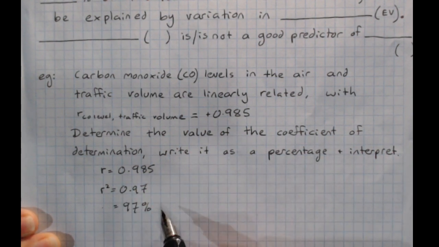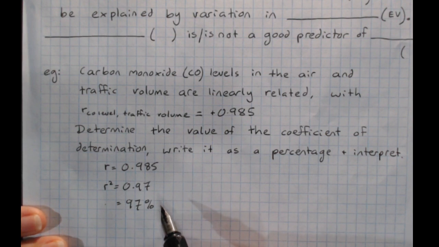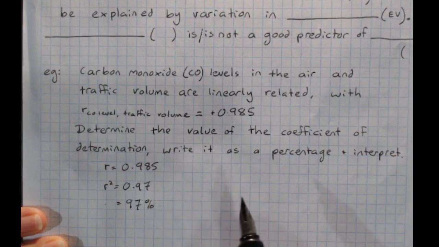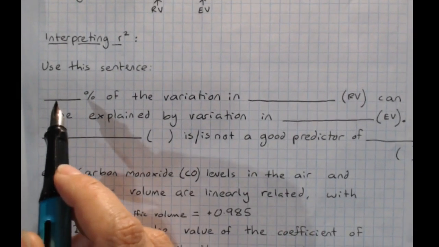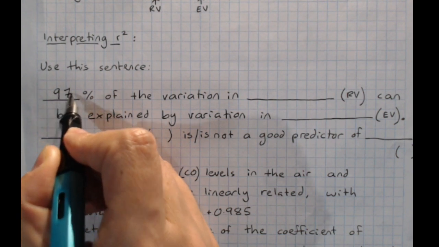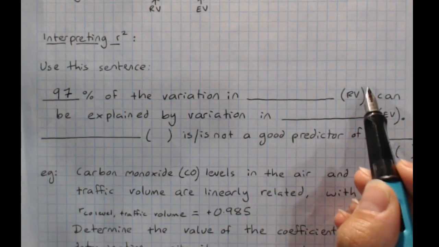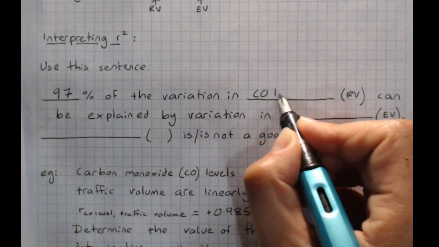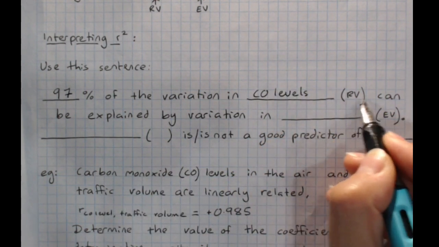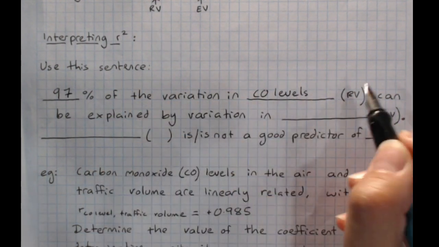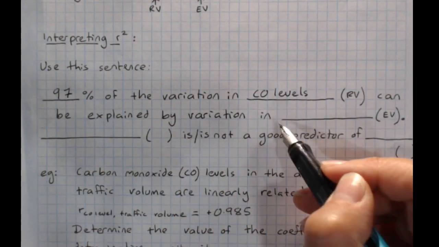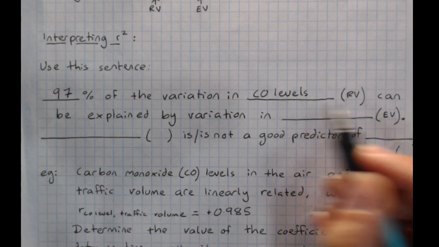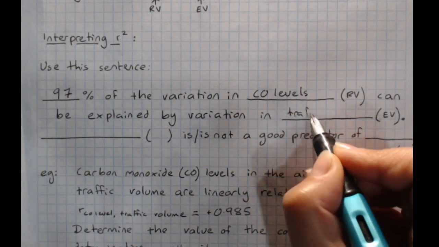It still doesn't actually say it's causative. It's still only a correlation, but the stronger the correlation is, the more confident we can be in making a prediction. And so we can put that into here. 97% of the variation in our response variable, carbon monoxide levels, you don't need to write this little RV, by the way, when you do this sentence, can be explained by variation in our explanatory variable, traffic volume.